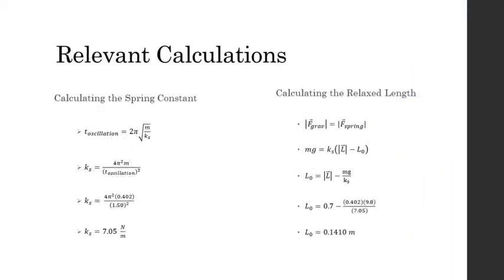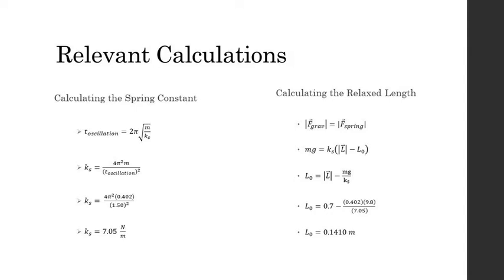So this is just a breakdown of how to calculate the spring constant and the relaxed length, which we'll need for this experiment. Essentially, you take the oscillation time, which is given here, and you rearrange the equation to solve for the spring constant, which I found to be 7.05 newtons per meter.